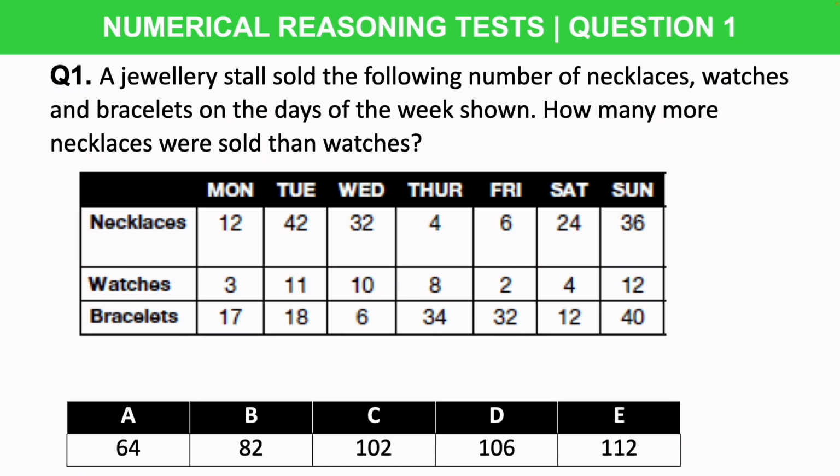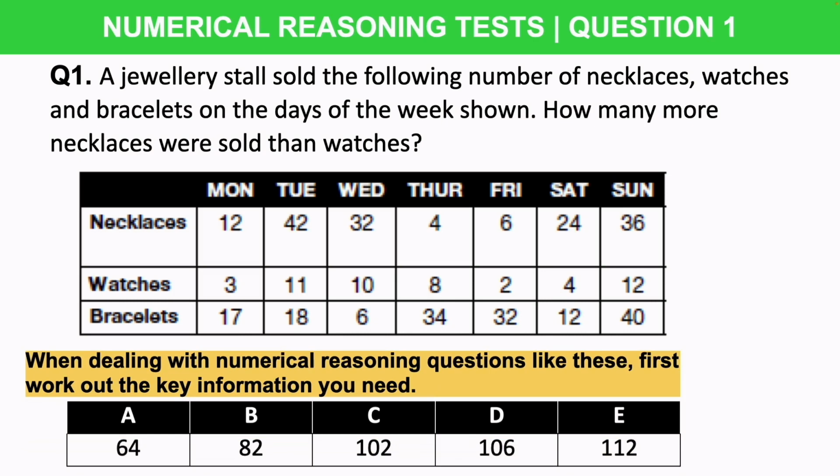Now remember, when dealing with numerical reasoning questions like these, first work out the key information you need. Now we know the question states how many more necklaces were sold than watches. That means we don't need any of the information from the bracelets row, so we can ignore that completely, and that makes the data much more manageable already.